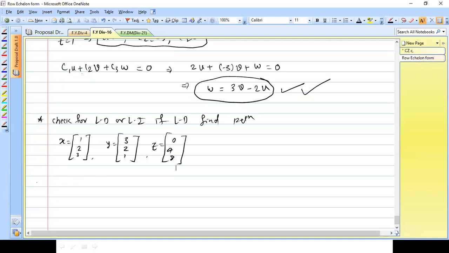Sir, it is dependent. Okay, find the relation. The determinant comes 0, no? Yes, sir. Okay, good. Find its relation now.